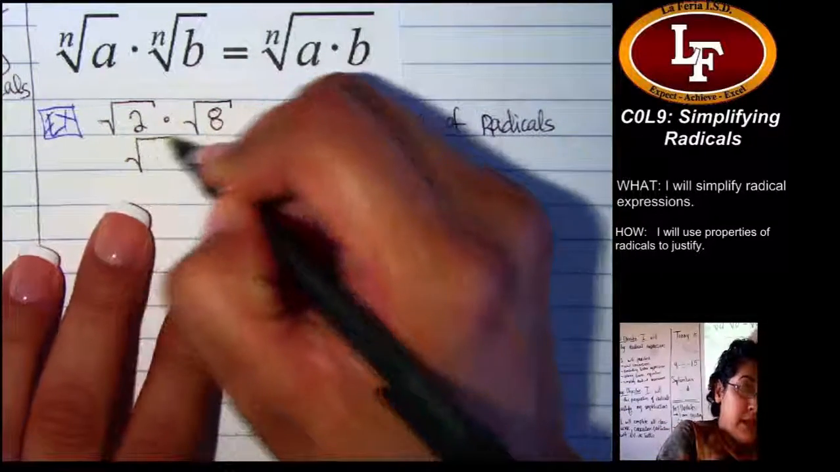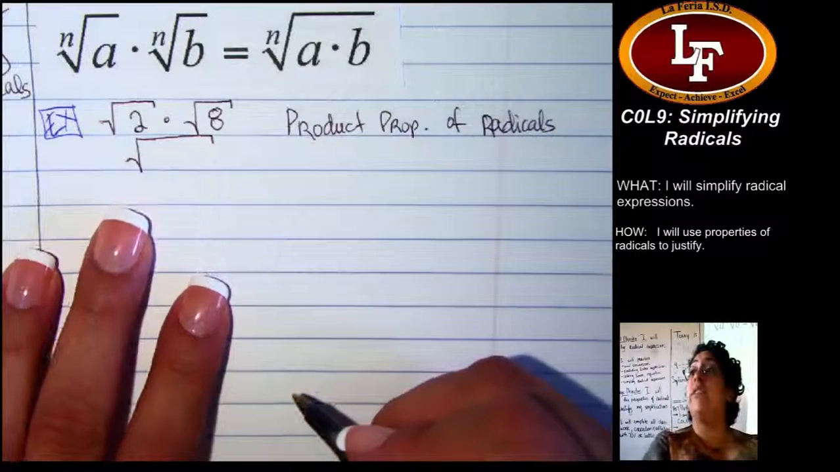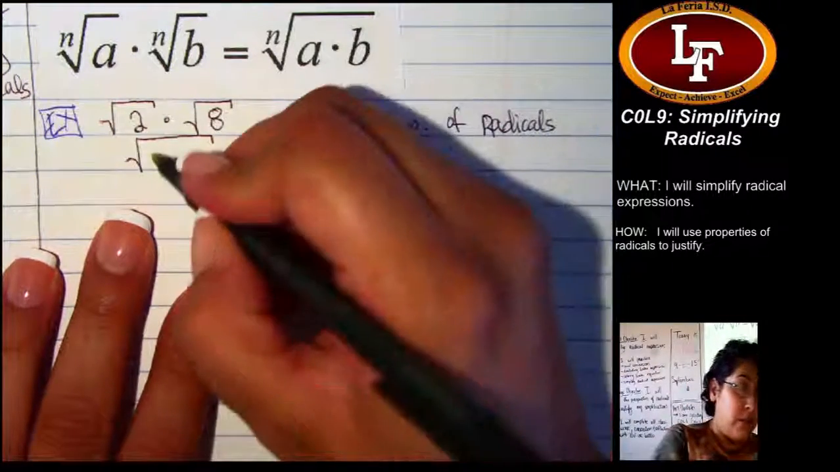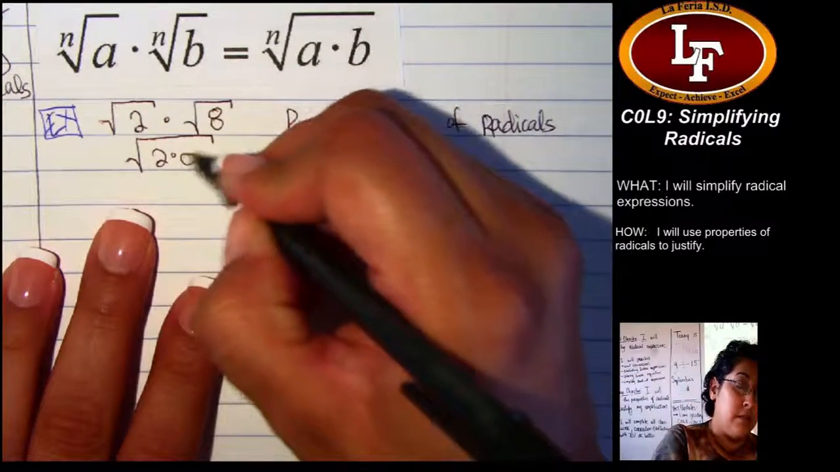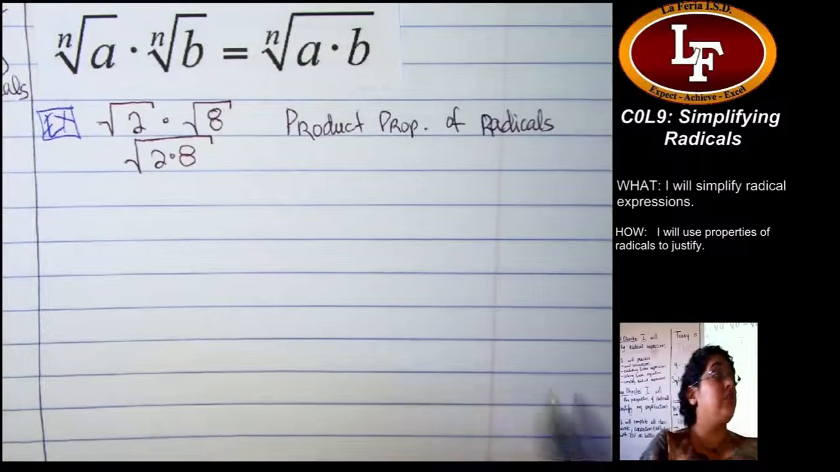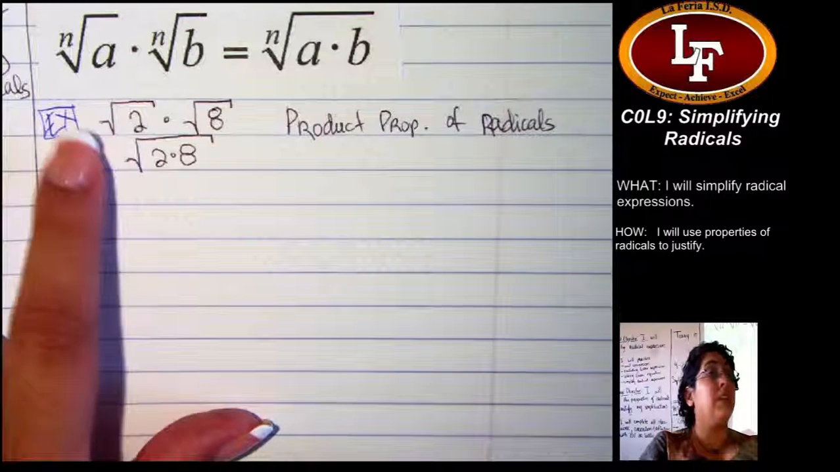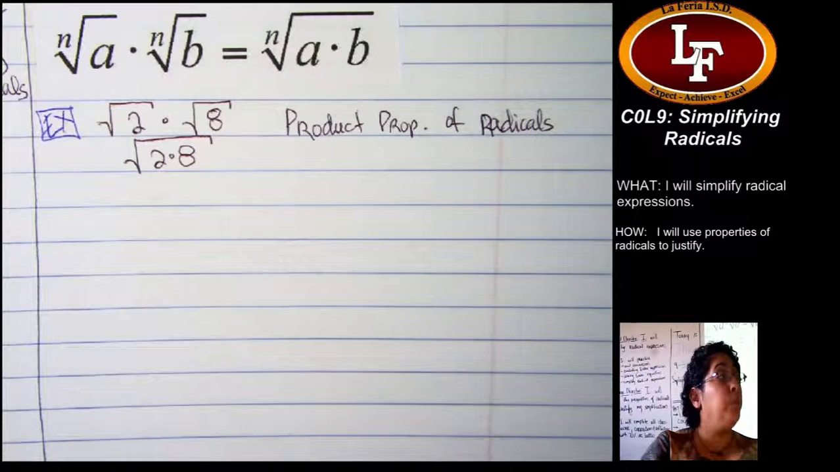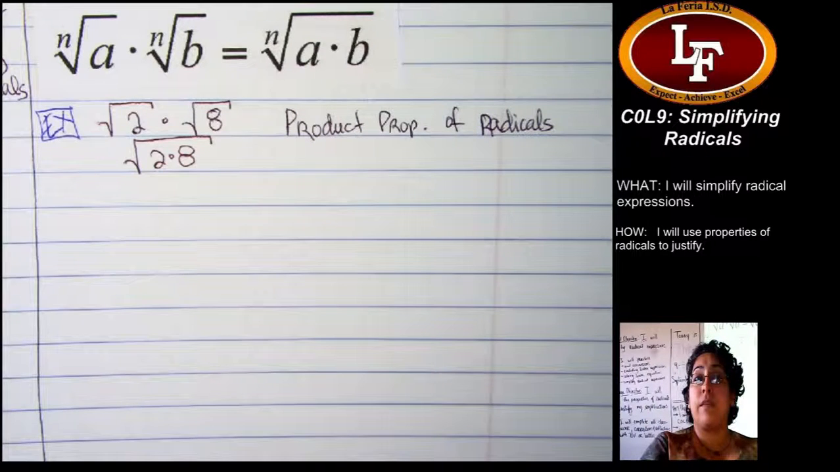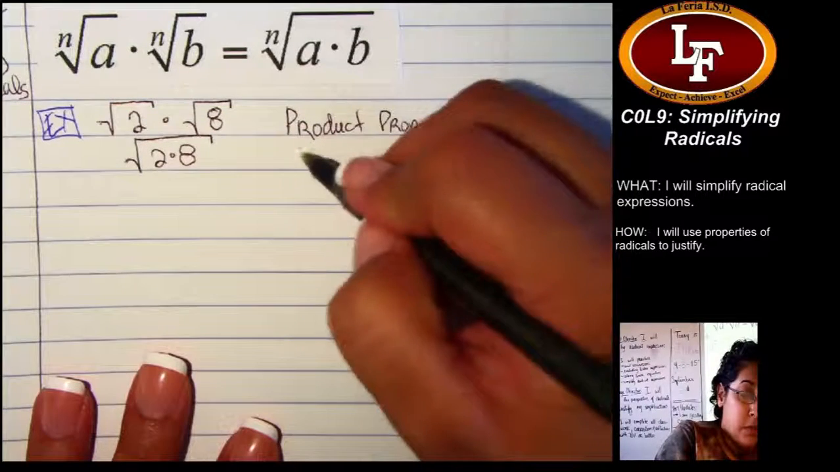Product property says I can mash the two radicals together, and when I do that, I multiply the radicands. I forgot to put the index. Remember when the index isn't there, we assume it's a 2? So far, so good? All right. So now I'm going to do this multiplication.